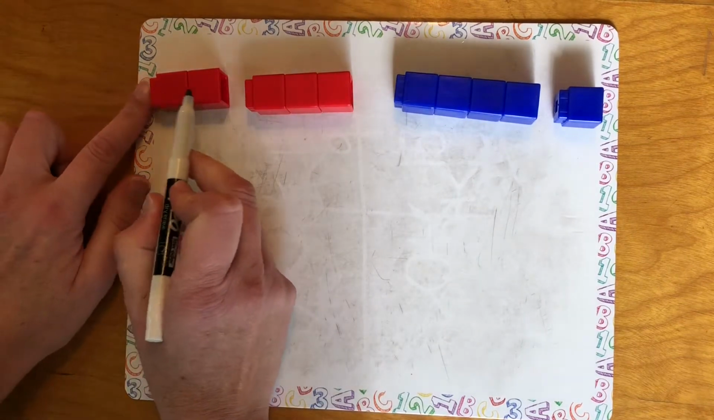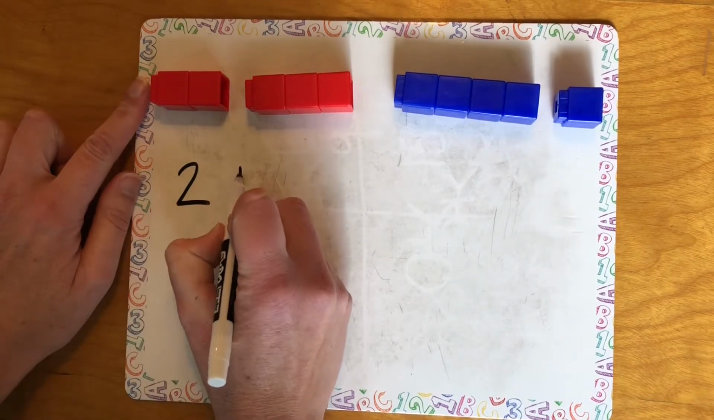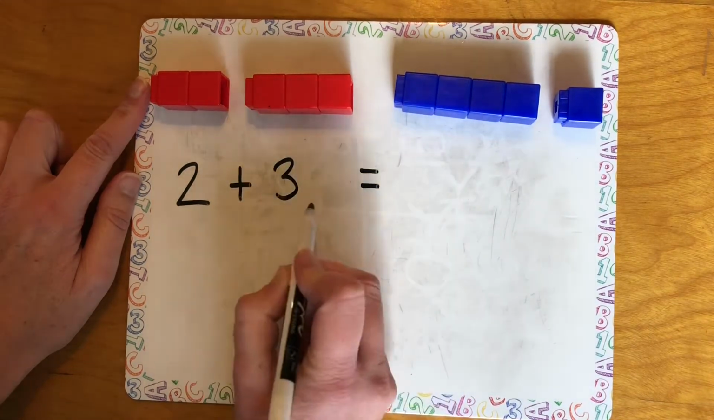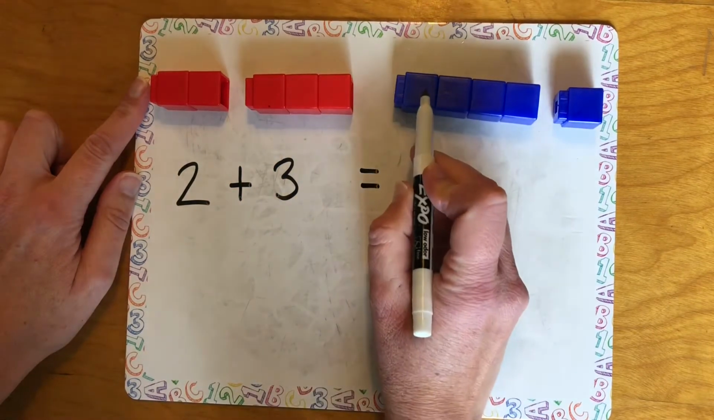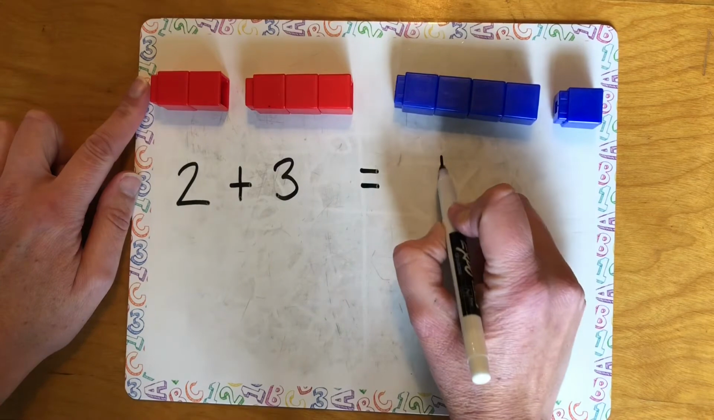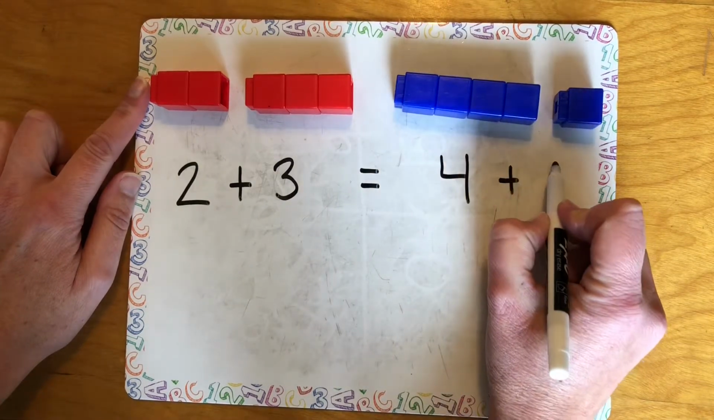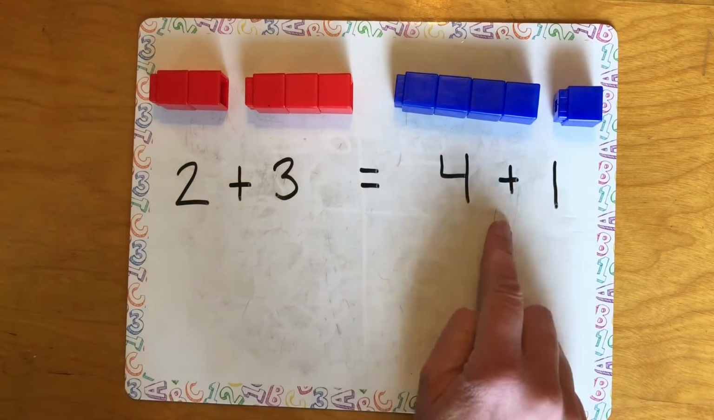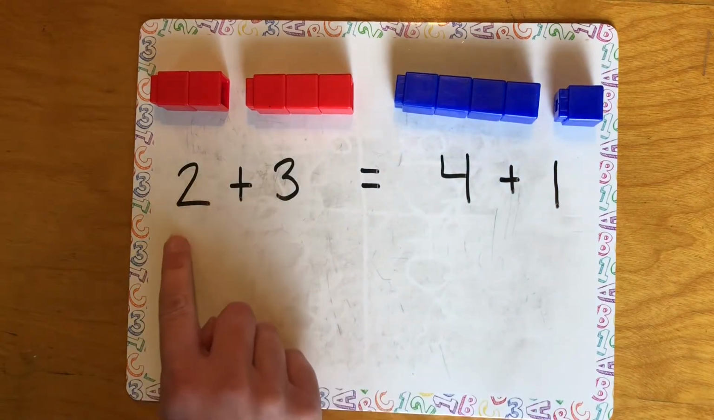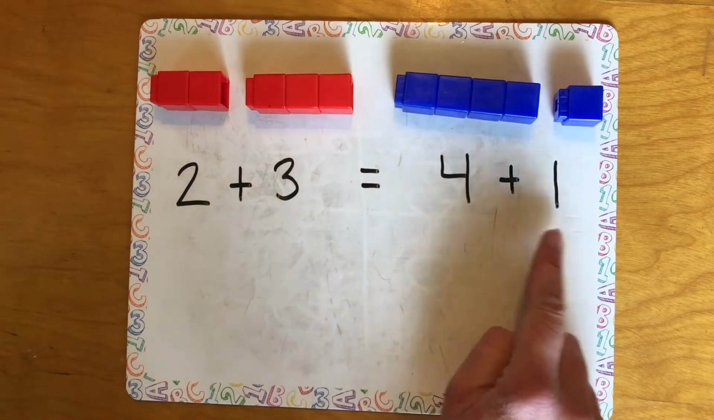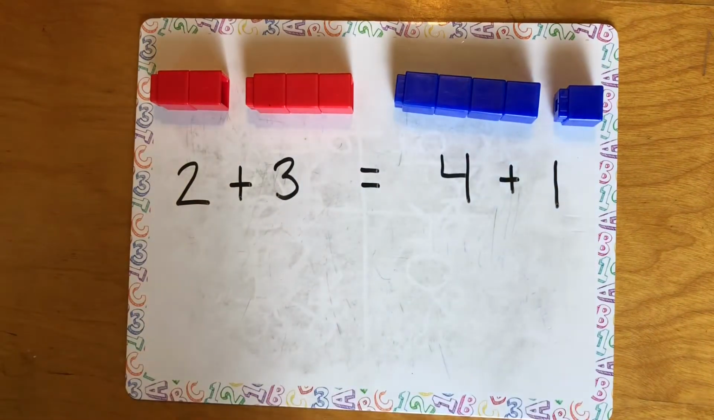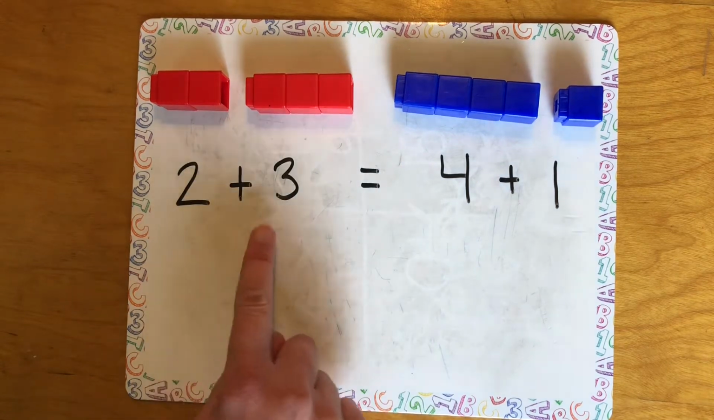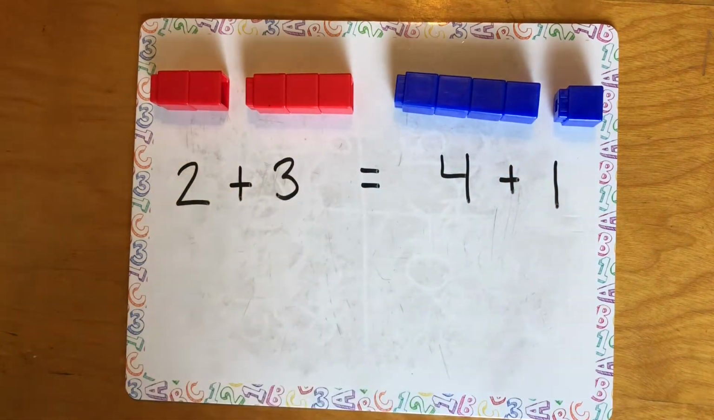So this one I have 2 cubes and I have 3 cubes. 2 and 3 equals the same thing as 1, 2, 3, 4 and 1. 2 and 3 makes 5. 4 and 1 makes 5. So 2 plus 3 equals 4 plus 1. These are equivalent. They give us the same answer, and so they are equal to each other. Even though they have different numbers, they both equal the same thing.